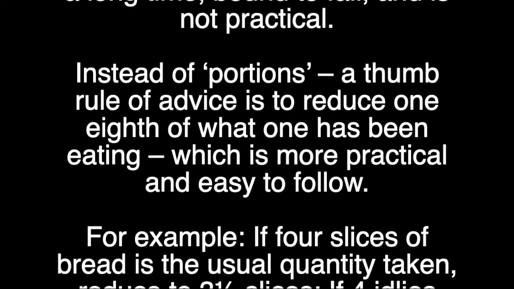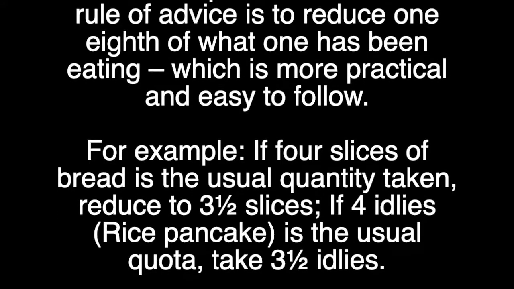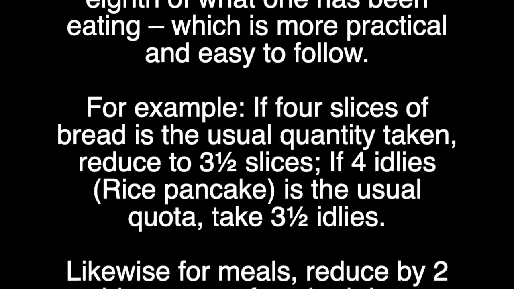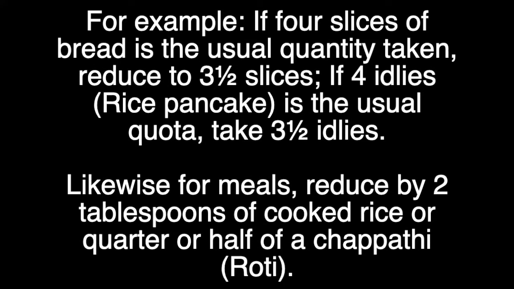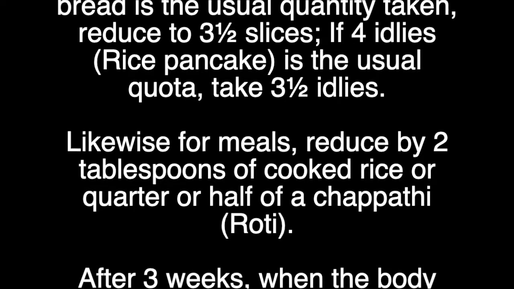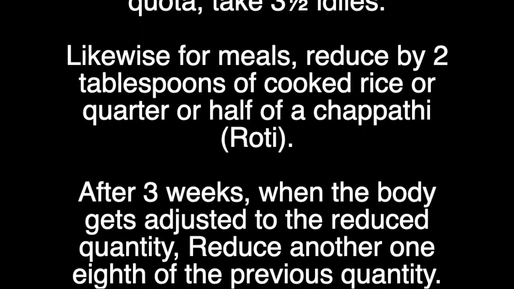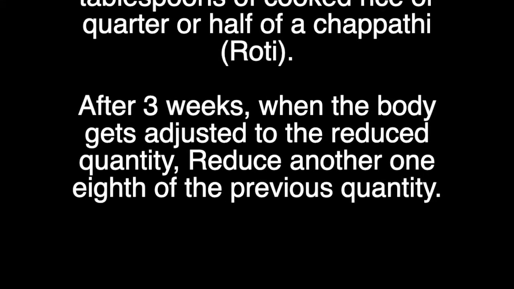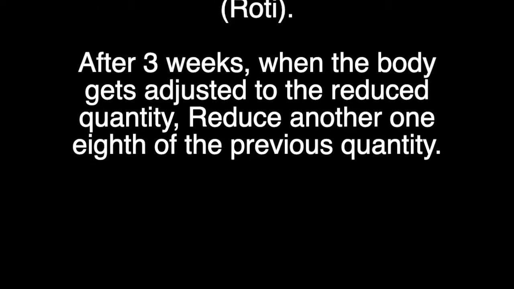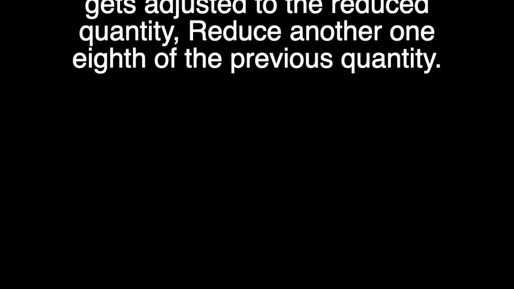Instead of portions, a thumb rule of advice is to reduce 1/8 of what one has been eating, which is more practical and easy to follow. For example, if 4 slices of bread is the usual quantity taken, reduce to 3.5 slices. If 4 idlis, rice pancakes, is the usual quota, take 3.5 idlis. Likewise, for meals, reduce by 2 tablespoons full of cooked rice or quarter or half of a chapati, that is roti. After 3 weeks, when the body gets adjusted to the reduced quantity, reduce another 1/8 of the previous quantity.